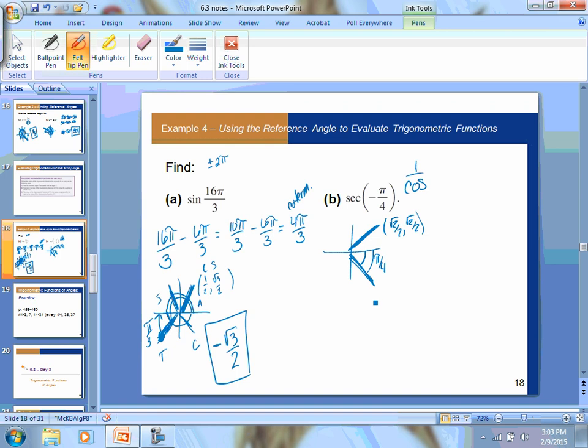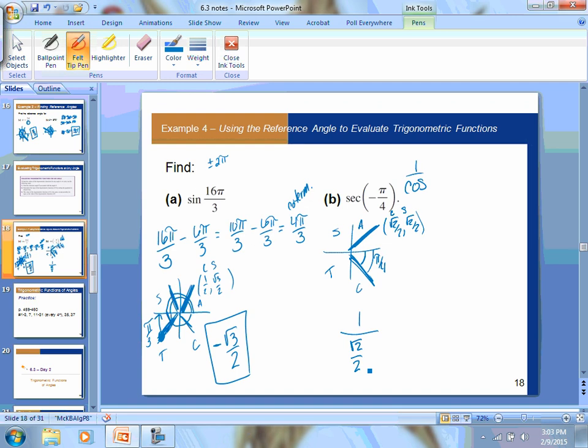Okay, so secant is 1 over cosine. So my cosine value is my x value, so it's the square root 2 over 2. But remember, in my fourth quadrant, all students take calculus. Only cosine and its inverse are going to be positive. Okay, so I'm going to have a positive square root 2 over 2. So I'm really doing 1 over square root 2 over 2.